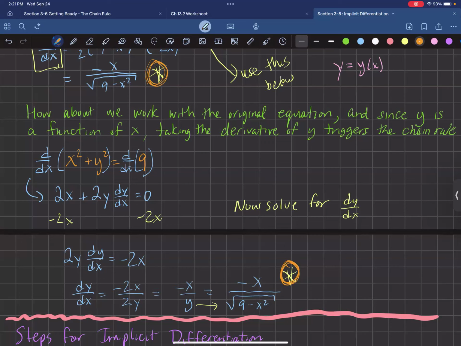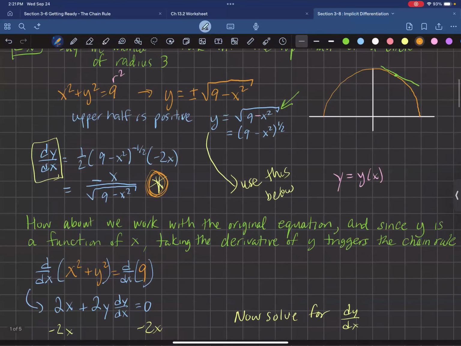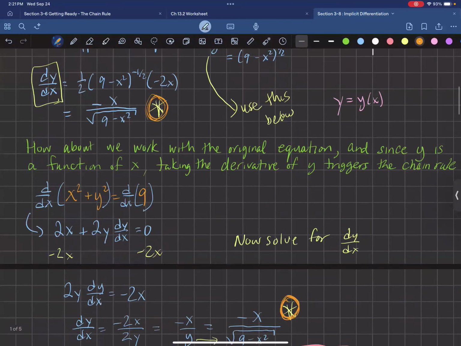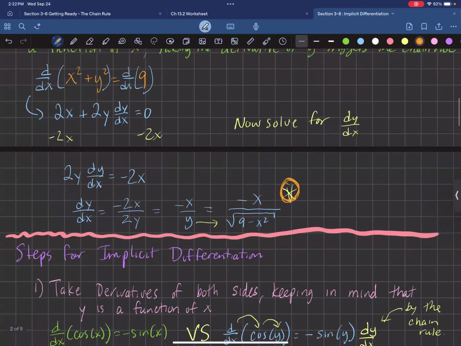So implicit differentiation wasn't really any easier here. But there are times when we cannot solve for y. We were able to do this because we were able to solve for y up here on the circle. Sometimes you can't. There are some ugly functions, as we'll see in a second. So let's look at the steps for implicit differentiation when you can't do that.